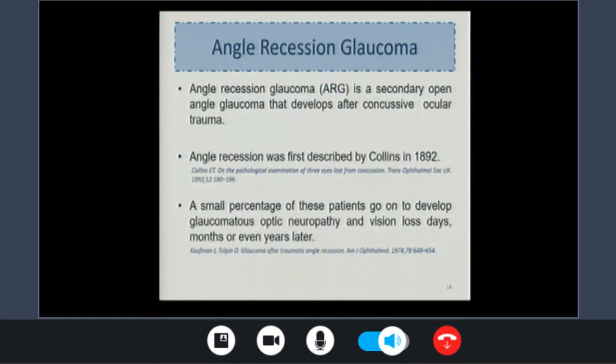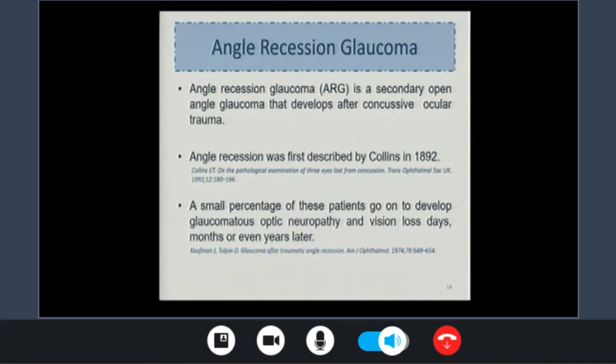So I'll go briefly over angle recession glaucoma. As we all know, it's a secondary open angle glaucoma that usually develops after blunt eye trauma. Angle recession was first described more than 100 years ago by Collins in 1892. Studies have shown that a small percentage of these patients go on to develop glaucomatous optic neuropathy and vision loss days, months, or even years later.